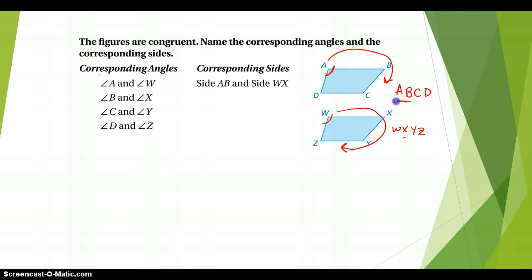AB, first two, go with WX. BC, second two, go with XY. CD goes with YZ. And AD goes with WZ. How'd you do?